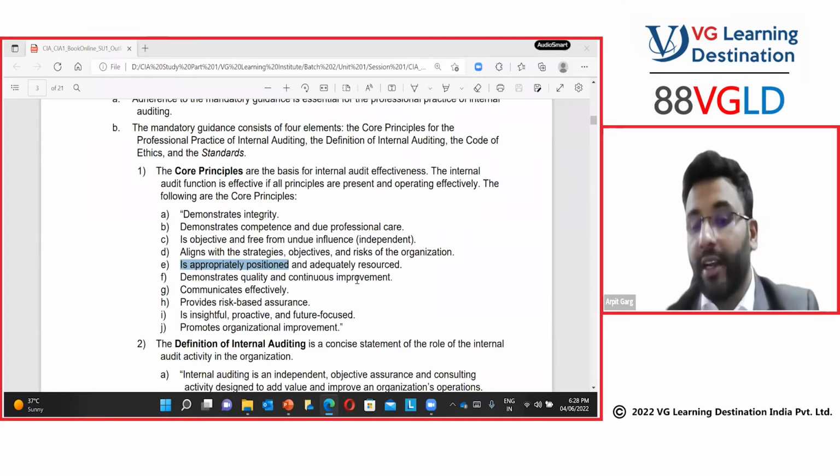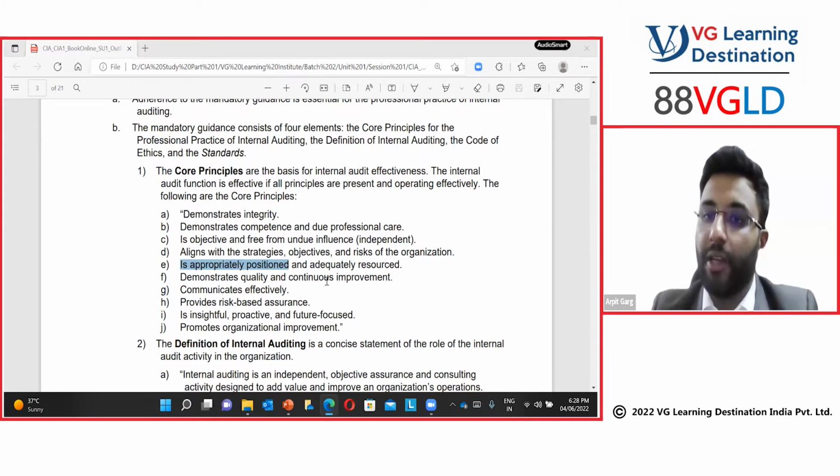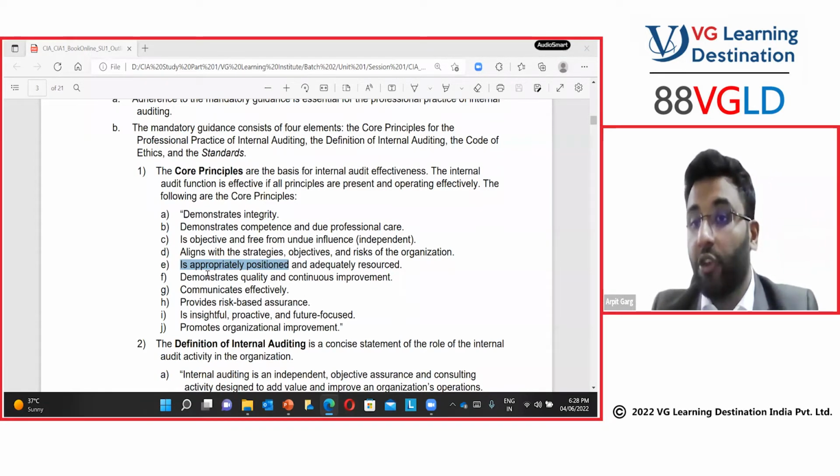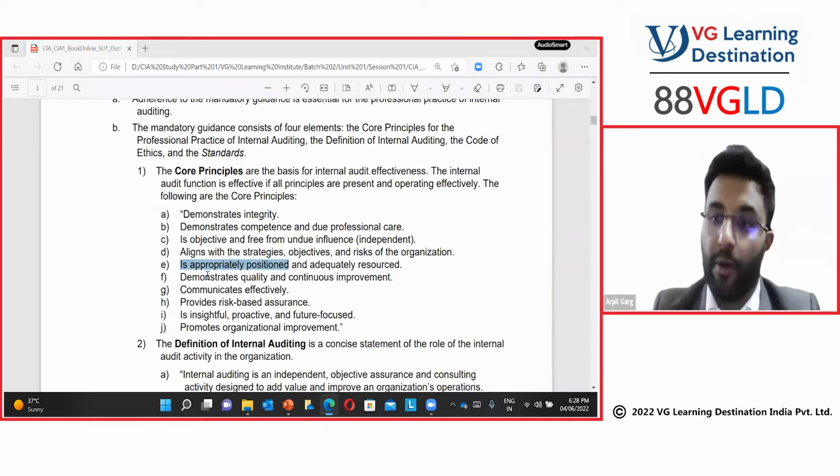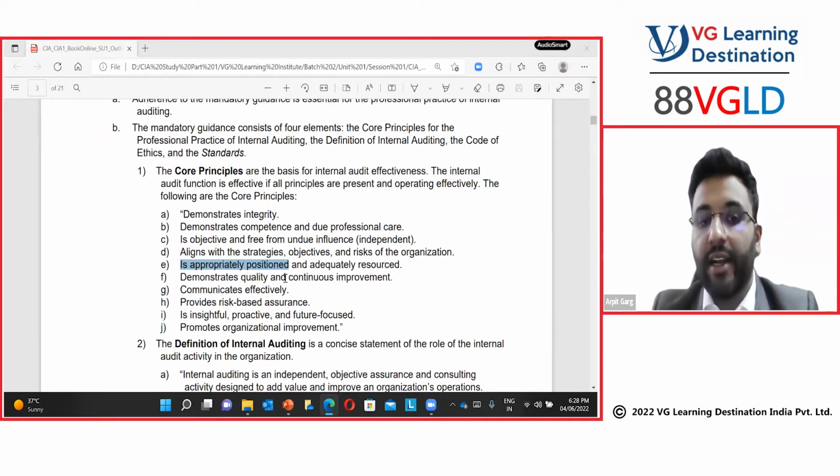And of course, it should demonstrate quality and continuous improvement. So again, whatever we are doing, we should demonstrate quality, and it should be continuously improved. And for this, we will cover the quality assurance and improvement program, which is again very, very important, which we cover in unit 2. We should have effective communication skill set. We should provide risk-based assurance. We should be insightful. We should be proactive, folks, and we should be future-focused.